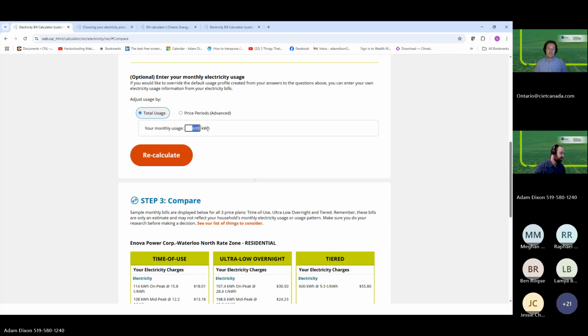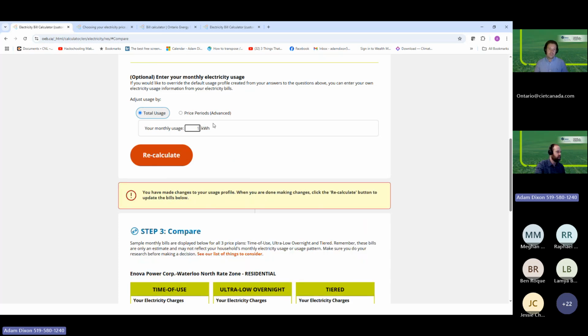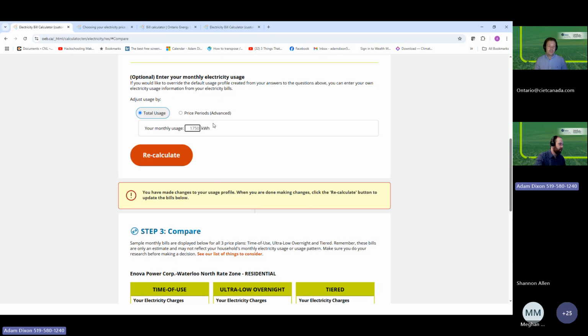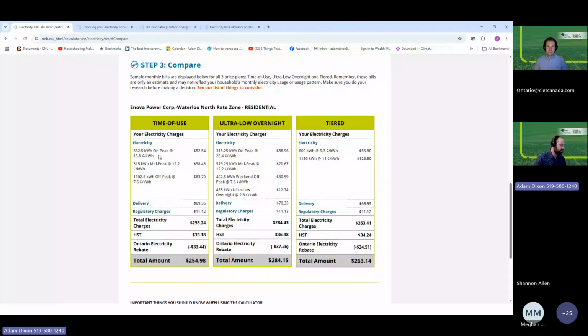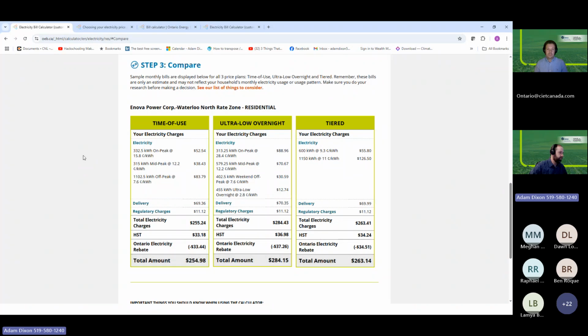So let's say recently for myself over the winter with my new heat pump put in, I was actually in the 1,500 to 2,000 kilowatt hours a month, just because I was going fully electric on my heat. So I would put somewhere in the middle, 1,750, to see, maybe if I should reevaluate how I get billed here. So it turns out if I have a more traditional usage distribution on off-peak, mid-peak, and on-peak, it's at $250.98. Then if I have the ultra low rate, I would have 285, so a little bit more, and then just about $7 or $8 more if I go with that tiered rate.